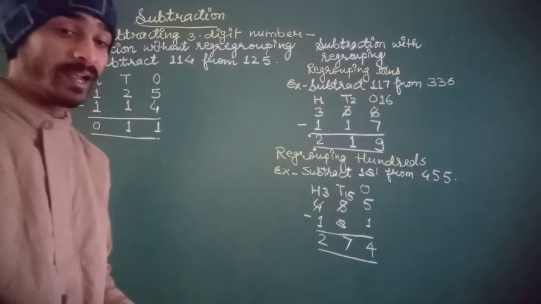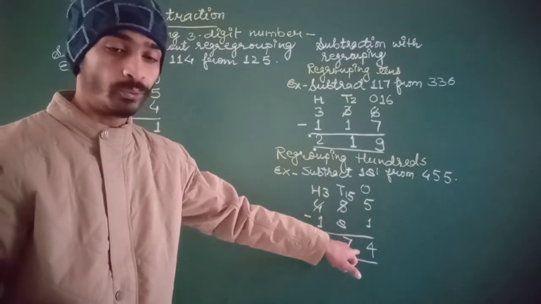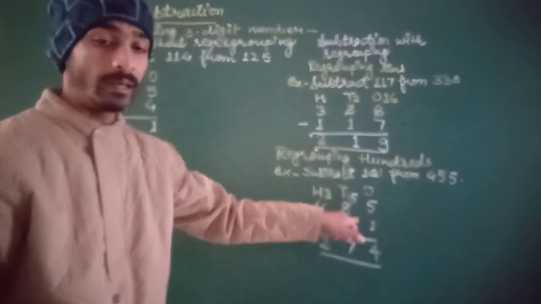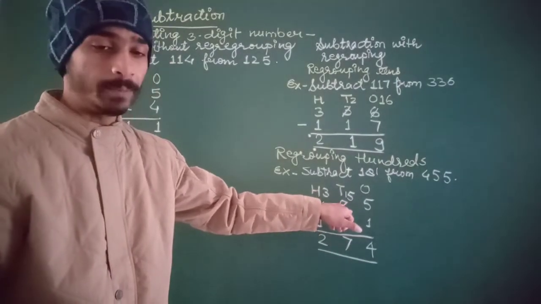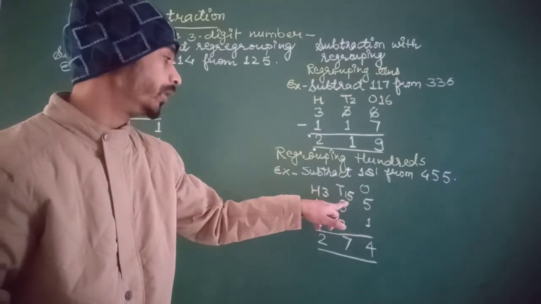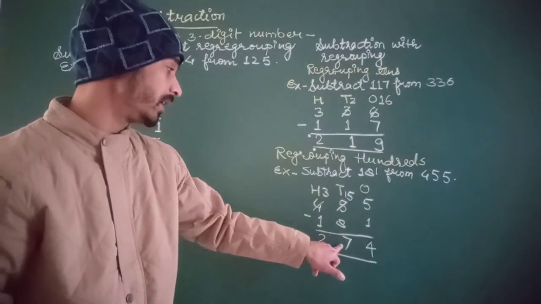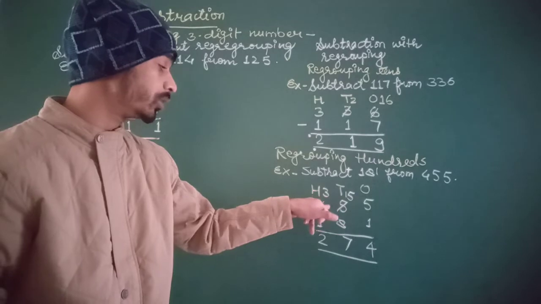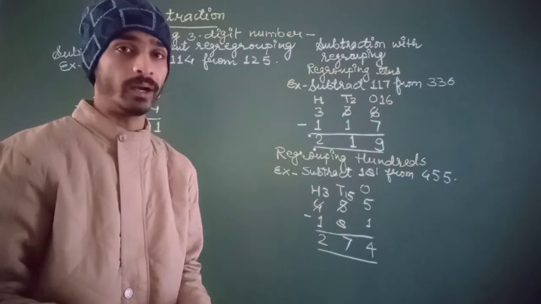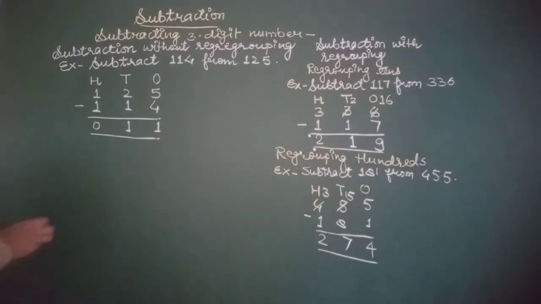Let's see once again. Firstly, subtract the ones. 5 ones minus 1 one, that is 4 ones. And now subtract the tens. 8 tens cannot be subtracted from 5 tens. So regroup 4 hundreds 5 tens into 3 hundreds 15 tens. And now 15 tens minus 8 tens, that is 7 tens. And 300 minus 100, that is 200. Okay, and now come to the next topic, that is regrouping hundreds and tens.